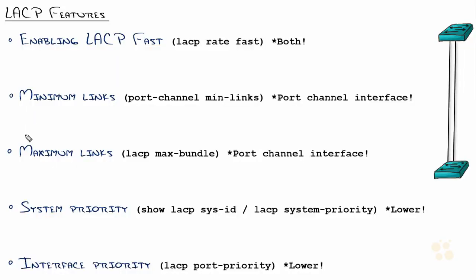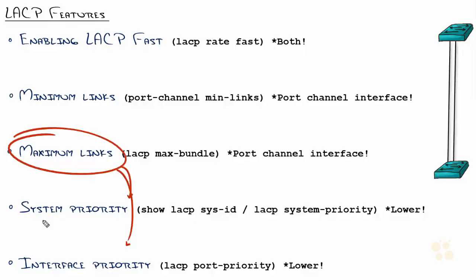Now, anytime you introduce a feature like that, it leads to stuff like this. Like, what if one side wants the higher numbered interface to become the in-use link and the lower number interface to become the hot standby? Which one wins? I mean, which switch wins? Well, that's where we end up with the system priority and the interface priority.